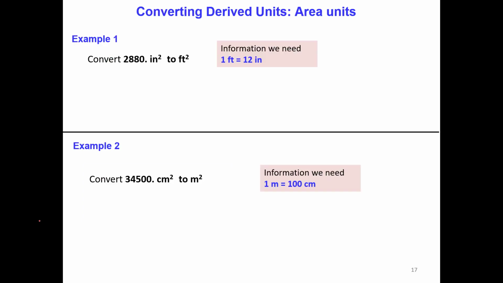The next thing we want to know is how we need to convert derivative units, and we will start with the area units. It's important this part because you will use this in your lab number 1. Then we want to convert 2,880 inches squared to feet squared.